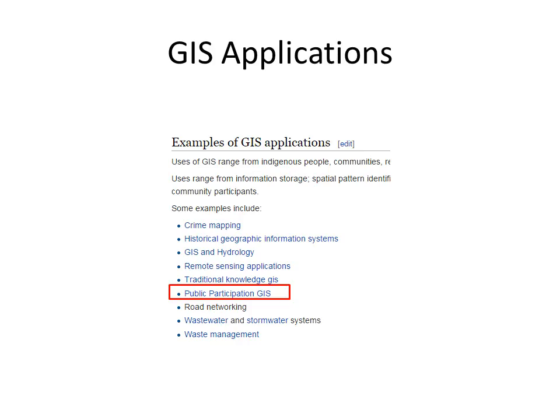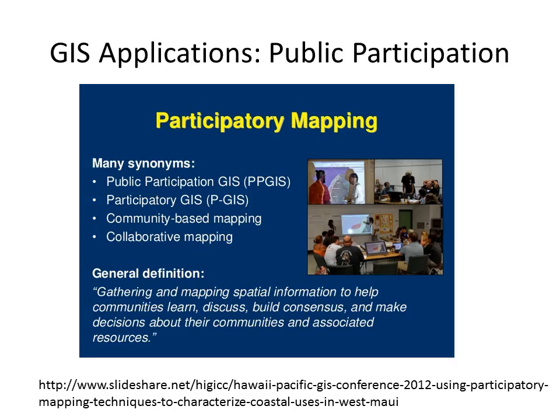Another application in GIS that's gained popularity in recent years is public participation GIS. In participatory mapping or public participation GIS, the public is called in to do a community-based mapping session and to do collaborative mapping. And a definition would be gathering and mapping spatial information to help communities learn, discuss, build consensus, and make decisions about their communities and associated resources.